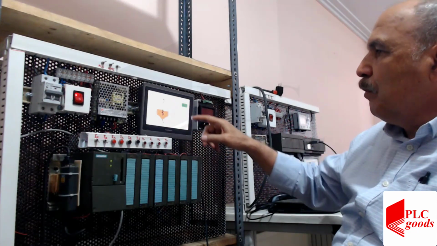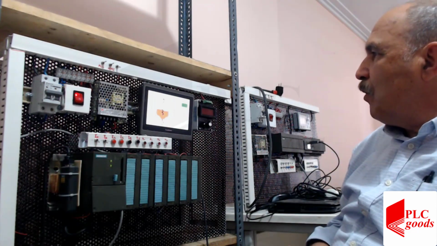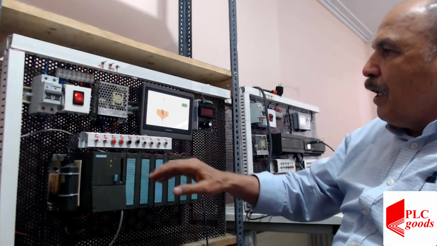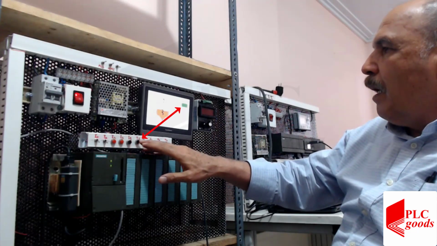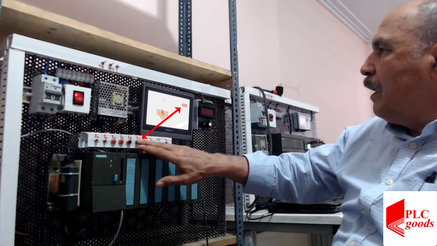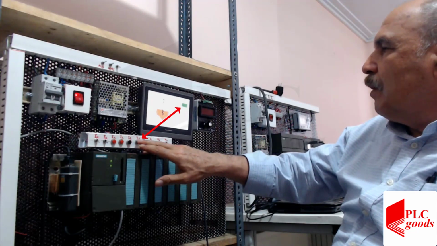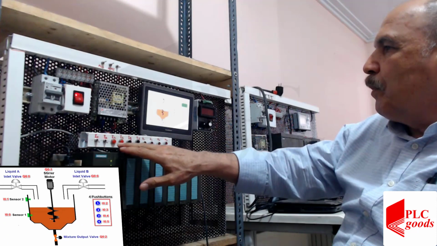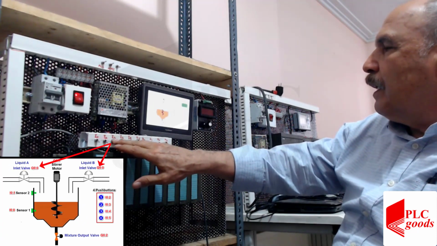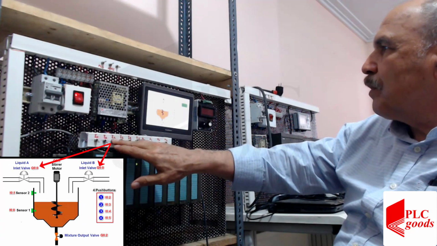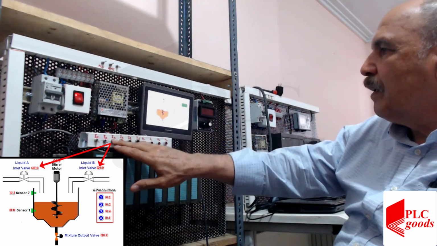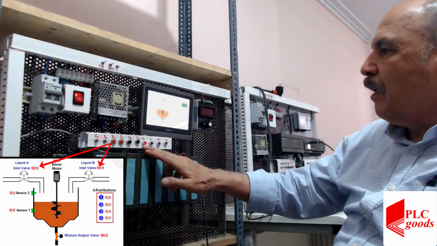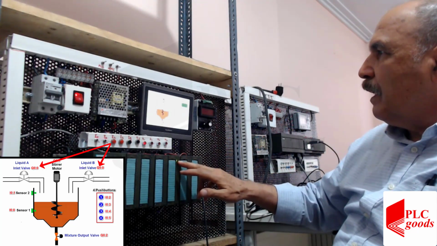This system has two modes of operation, manual and automatic. When I push I0.5, it toggles between manual and automatic. When I push I0.2, it turns the inlet valves, both of them at the same time, on or off, and you see this LED. When it's on, the LED is on. Also the related Q is on.